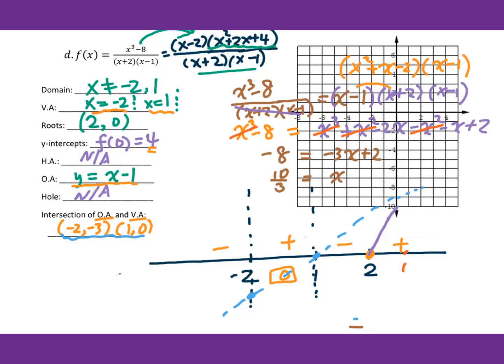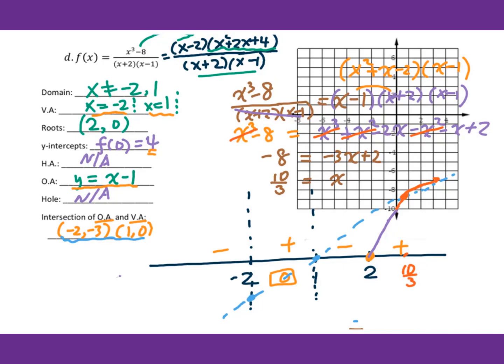Suppose this part is 10 over 3, then we have an intersection here. Then it will be very, very close to this oblique asymptote line. The graph will be very, very close like this. Between 1 and 2, that's negative. That means the graph is like this. Between negative 2 and 1, the graph will be like this because it's positive. Then less than negative 2, the graph will be like this.